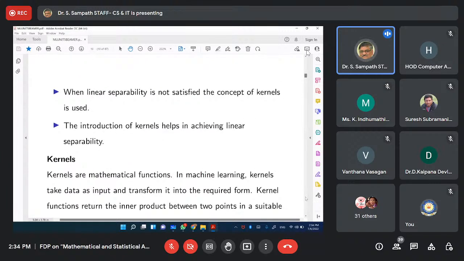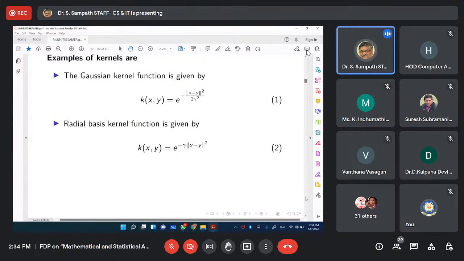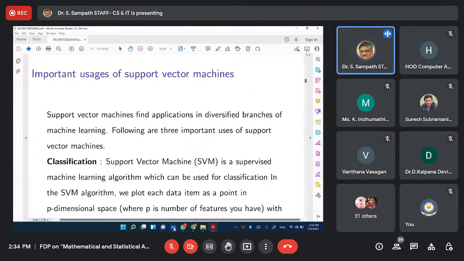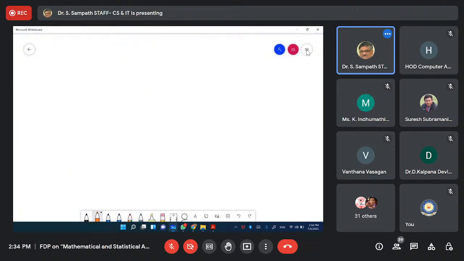Now that plane you can use only when you have what? Only when you have linear separability. When you do not have linear separability, then the problem becomes quite complicated. So what do we do now? We go for a kind of soft margin technique. Instead of having that half norm beta 1 square, we'll be having some constants like this, some psi i into beta naught plus beta 1 xi plus minus epsilon i, something like that.